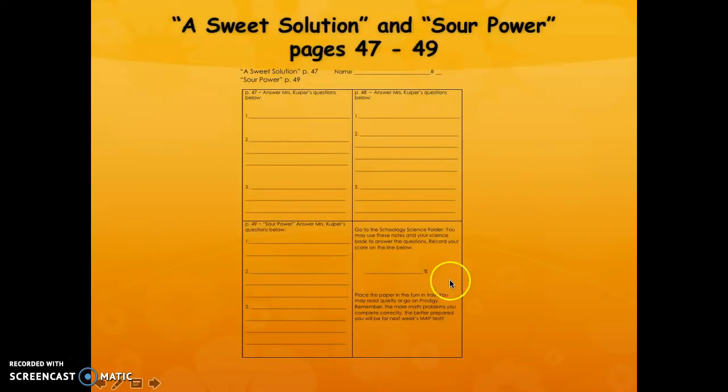All right, finally, I want you to go to the Schoology Science folder. You may use these notes and your science book to answer the questions, and then I want you to record your score right here. So you're going to put this paper in the turn-in tray. You can read quietly, go on Prodigy, and remember what I told you about Prodigy. You're preparing for your MAP test and your M-STEP, so the more math problems you complete correctly, the better prepared you're going to be. So you are now finished. Good job.